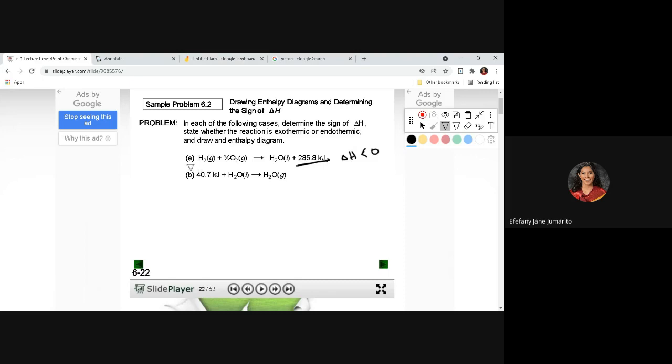And letter B, 40.7 kilojoules plus liquid water. It's endothermic. Now, if heat is released, or it's in the product side, that's exo, and endo if it is used as a reactant, or it is absorbed. So then delta H is greater than 0.